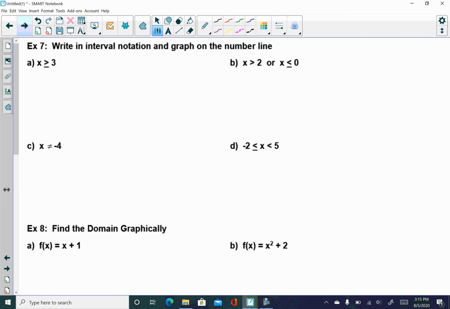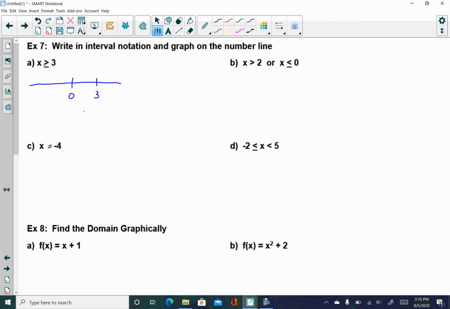At the top of the next page, they want us to write an interval notation and graph on the number line. I'm actually going to flip it. I'm going to graph it on the number line and then write the solution in interval notation. I think that'll make more sense for you. So on this first one, it says x is greater than or equal to 3. So I'm just going to draw a quick little number line here. I always put 0, and then positive 3 is just over here on the right. It doesn't have to be perfect. Okay, we just know that positive 3 is over on the right.